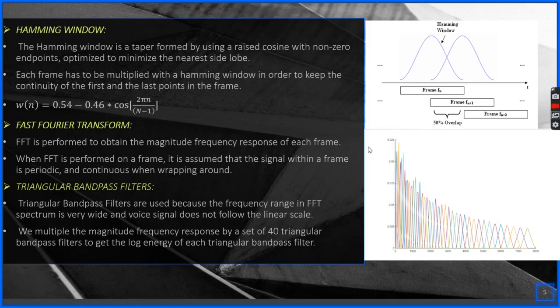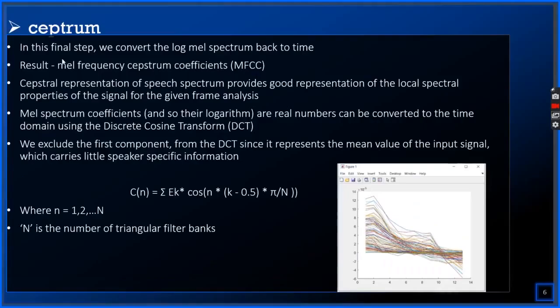After the fast Fourier transform, we apply triangular bandpass filters. Here we use 40 triangular bandpass filters to get the log energy of each triangular bandpass filter. These are used because the frequency band in the FFT spectrum is very wide and the voice signal does not follow the linear scale. And this is the final step to compute MFCC.